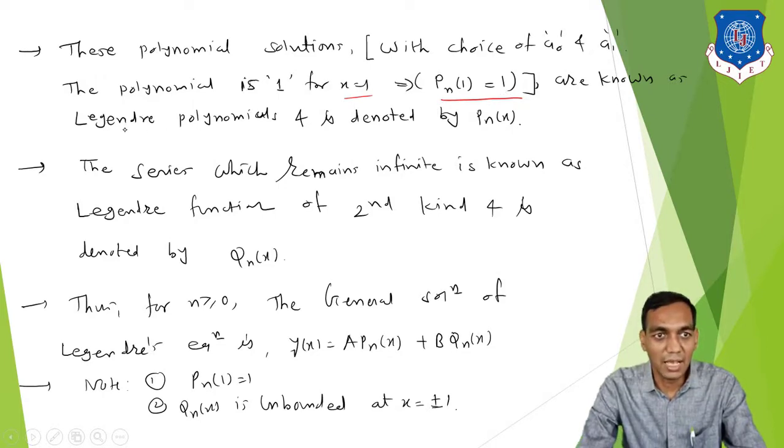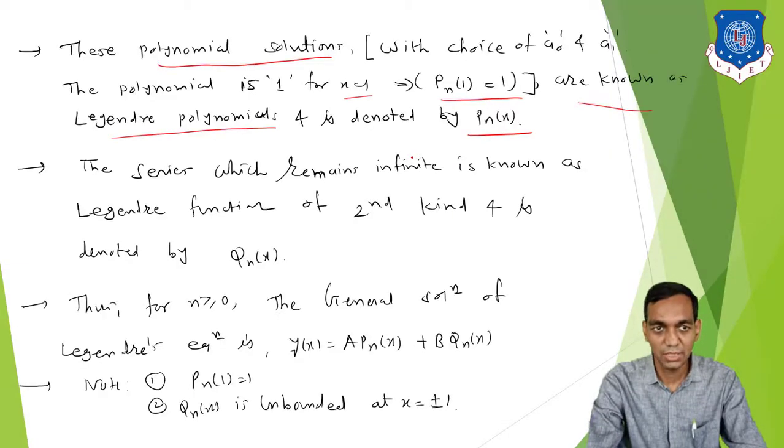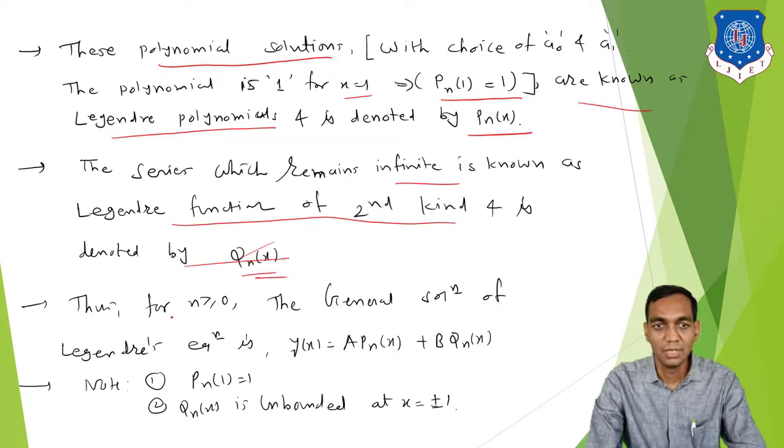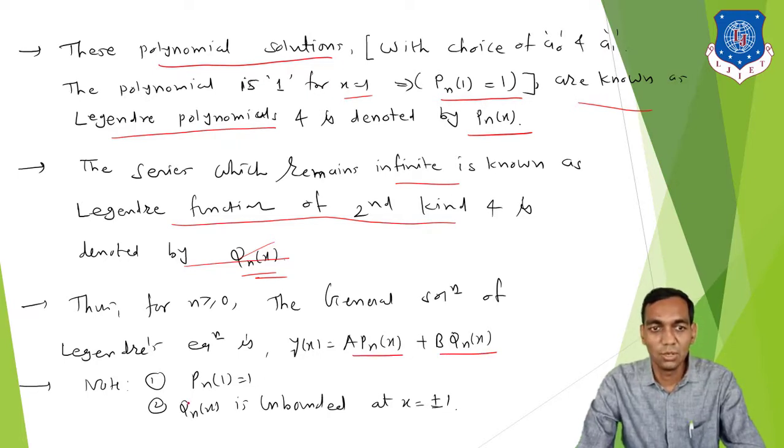and these are known as Legendre polynomials and they are denoted by Pn(x). Okay. The series which remains infinite is known as the Legendre function of the second kind and it is denoted by Qn. Thus, for any n greater than or equal to 0, the general solution of the Legendre equation is A into Pn(x) plus B into Qn(x). Note that Pn of 1 has a value 1 for any n, and Qn is unbounded at x is equal to plus or minus 1.